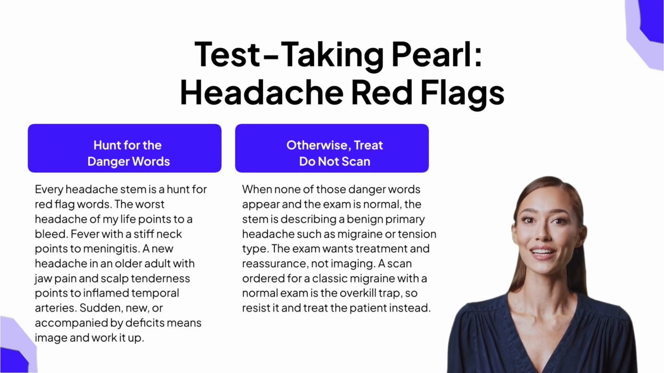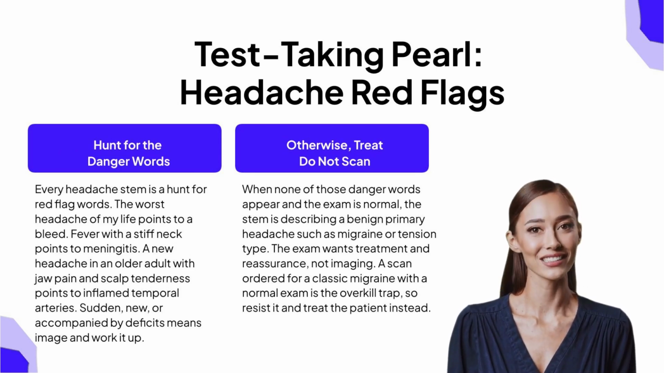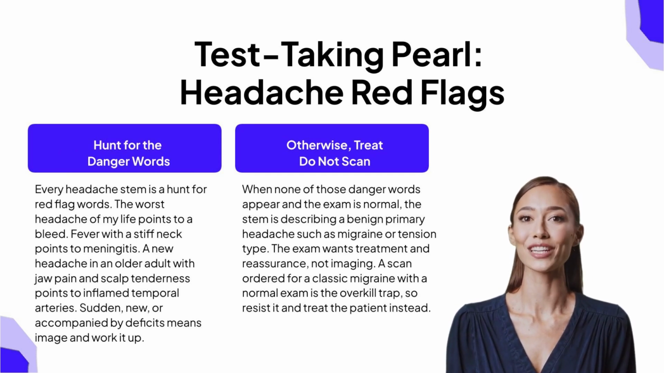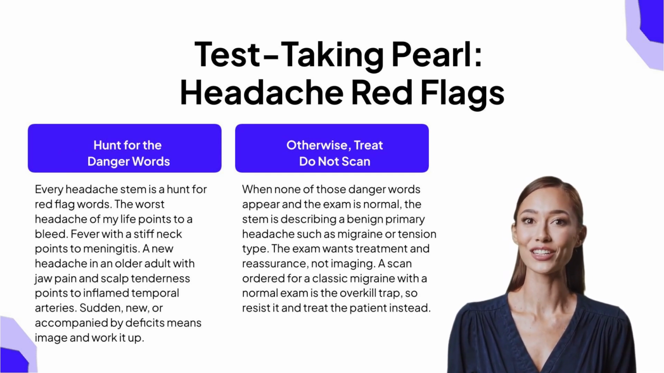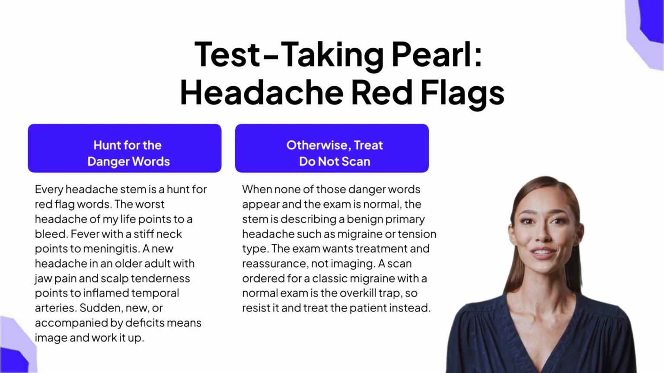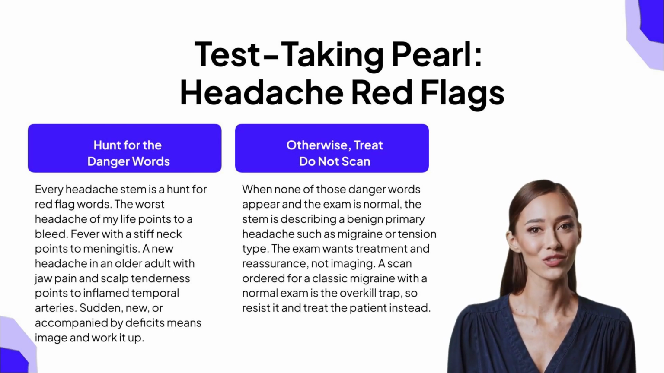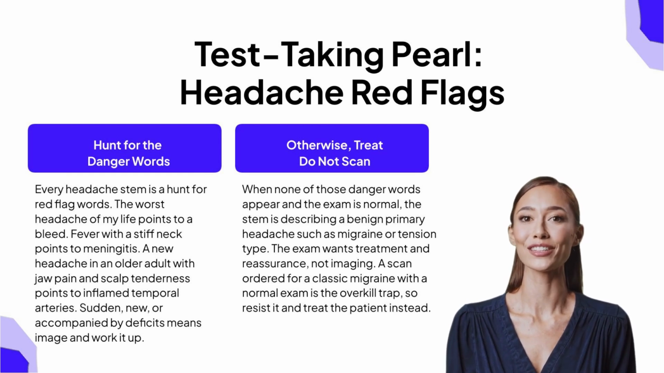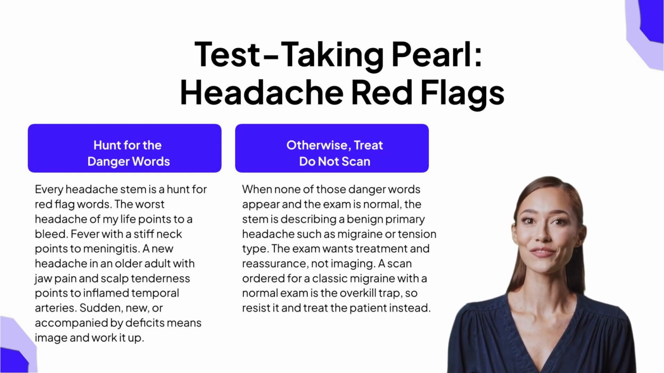Here is a high-yield exam pearl that ties the headache cases together, and it is all about red flag words. Every headache stem is really a hunt for danger words. The worst headache of a patient's life points you toward a bleed under the lining of the brain. Fever with a stiff neck points toward meningitis. A new headache in an older adult with jaw pain when chewing and tenderness of the scalp points toward inflamed temporal arteries, which needs prompt steroids to protect vision.